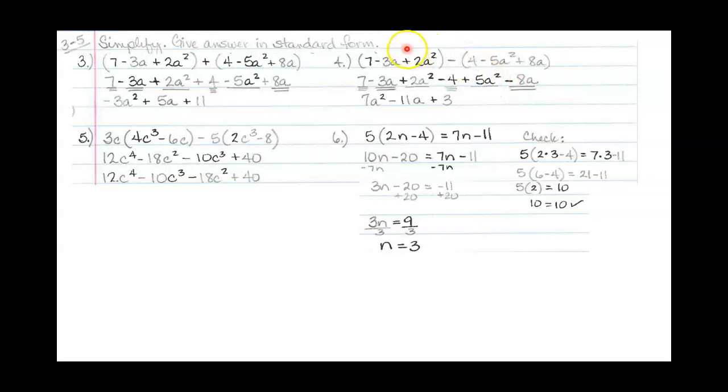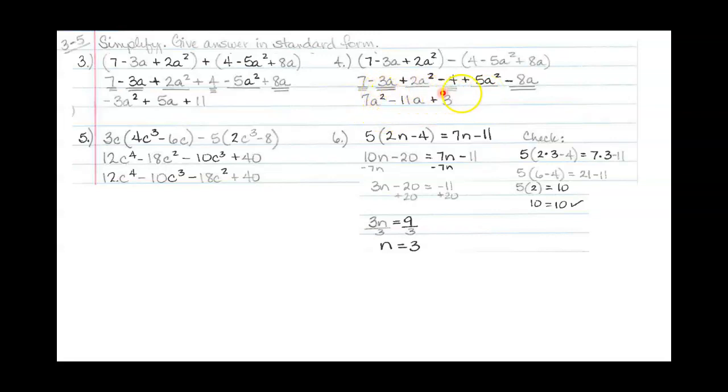Some of you also say keep, change, change. That would mean that you're changing this to addition, and then you're changing every one of these signs. So negative 4, positive 5a squared, negative 8a. And that's what you'll see right down here. Okay, so now we're ready to combine like terms again. A like term with 2a squared would be 5a squared. So 2 plus 5 is 7. We keep the variable and the exponent the same.